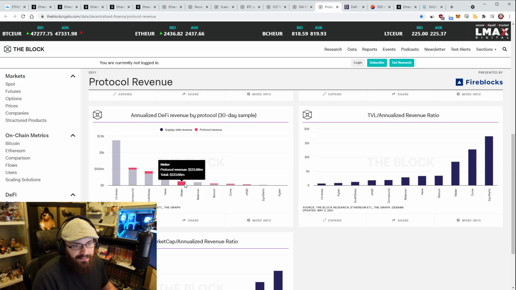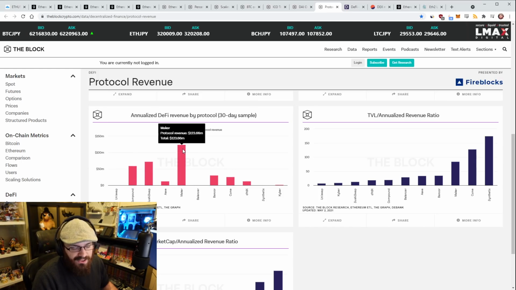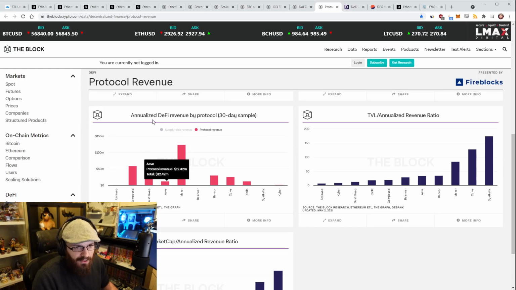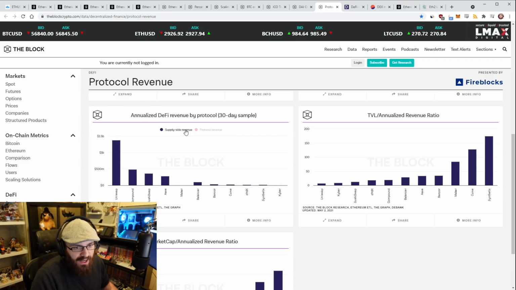SushiSwap is pretty high, Aave, and then Maker. So all of Maker's revenue actually goes to Maker, and they have the most protocol revenue out of any of these apps here, as you can see. They are currently making $123 million per year. I think this is annualized. That's much more than any of the others besides SushiSwap and Compound, which is actually quite cool here. And then on the supply side, the leader is obviously Uniswap, but again, none of that is going to token holders right now.